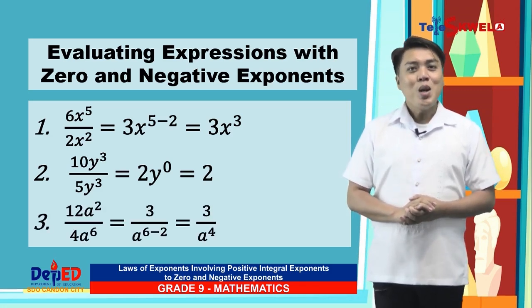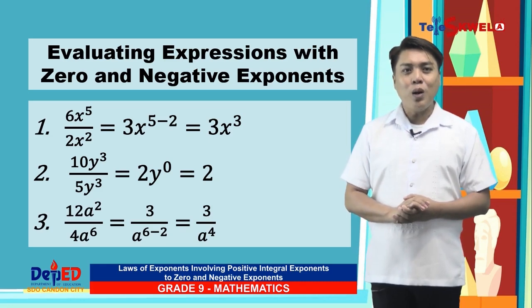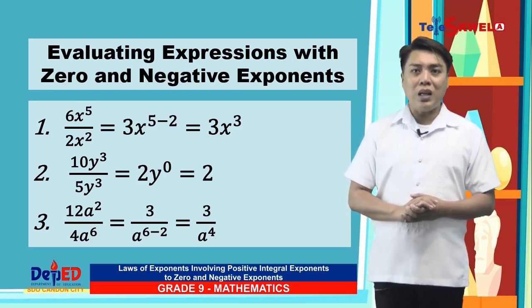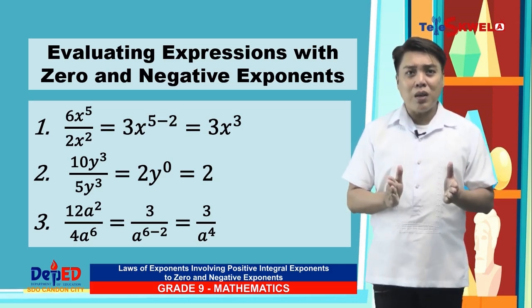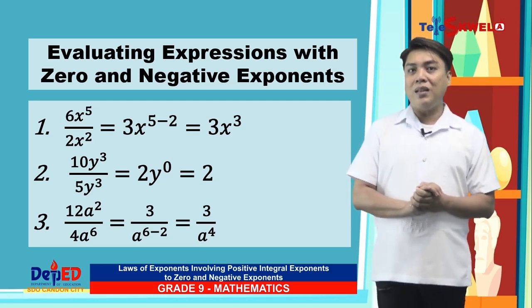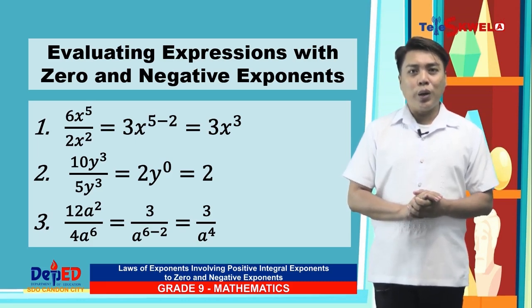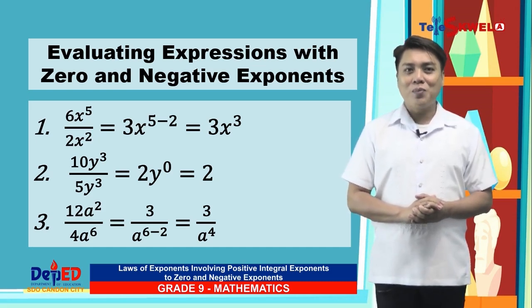Third example, 12a raised to the 2nd power all over 4a raised to the 6th power is equal to 3 all over a raised to 6 minus 2. That is equal to 3 all over a raised to the 4th power. The exponent in the numerator is less than the exponent of the denominator. Thus, we will have 3 all over a raised to 6 minus 2. Simplifying it further, the answer is 3 all over a raised to the 4th power.